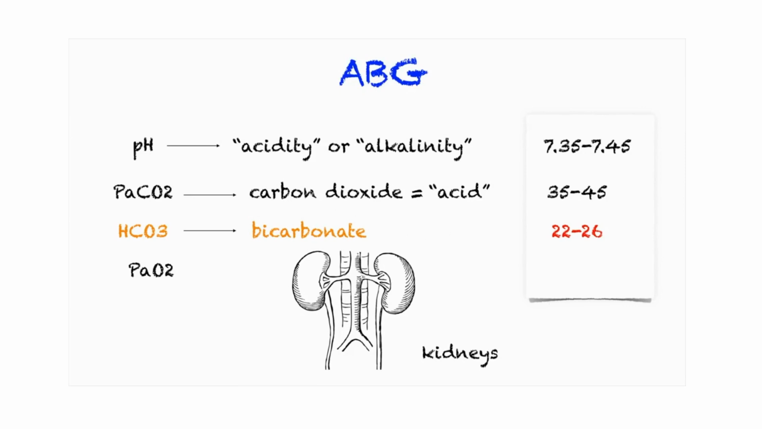Earlier, I mentioned that when you see carbon dioxide, relate that with acid. If you see bicarbonate, think about base. The more bicarbonate you have in your blood, the more basic your blood is. If your bicarbonate is more than 26, your blood tends to be on the basic side. On the other hand, if it's less than 22, that means you don't have enough bicarbonate in your blood, and it tends to be on the acidic side.